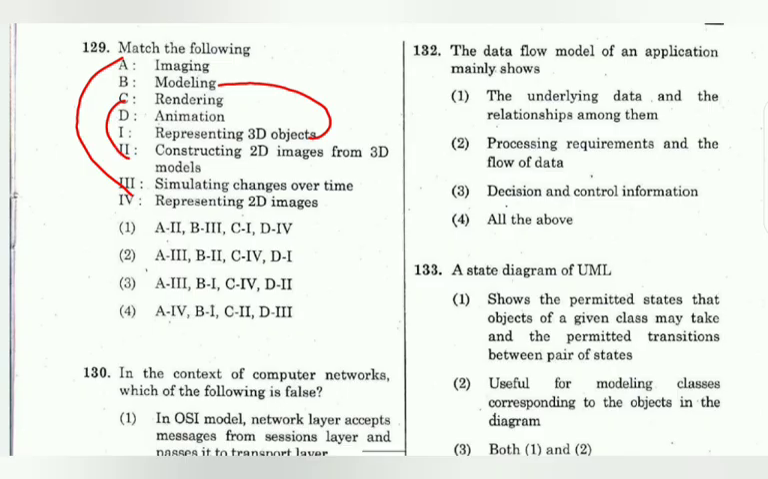And D, animation. Simulating changes over time is called animation. So option 3 is the correct answer for D. Okay. So we check: A4, B1, C2, D3. So option 4 is the correct answer.